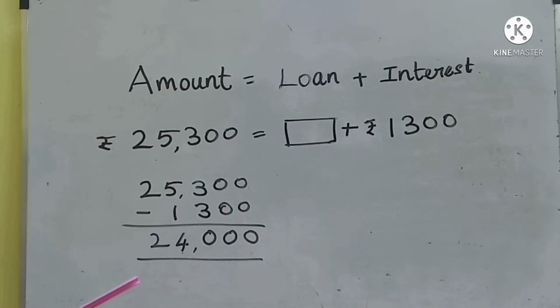A method of checking your subtraction: the easiest way is just doing the reverse. So, check your answer by adding. Adding 24,000 plus 1,300, we get 25,300, which means your subtraction is correct.